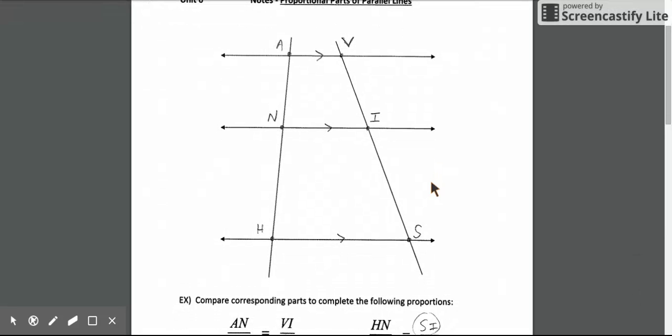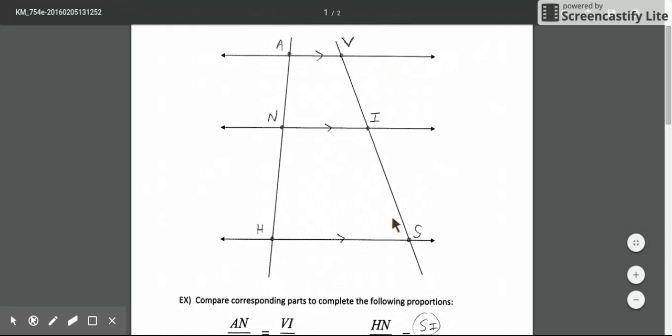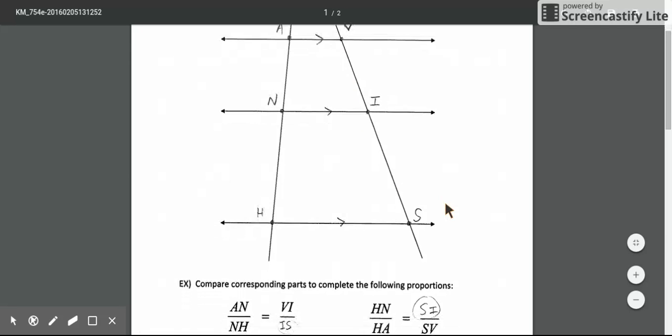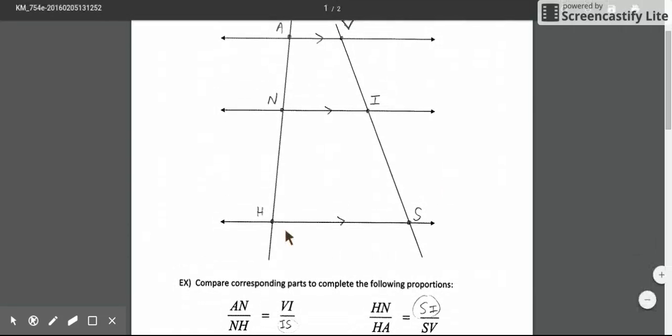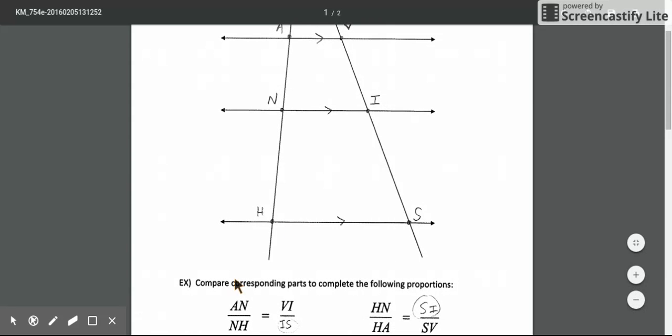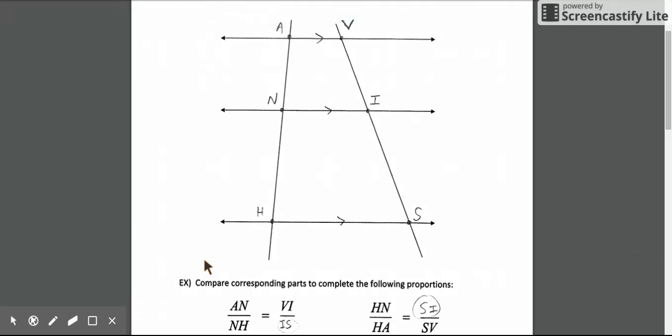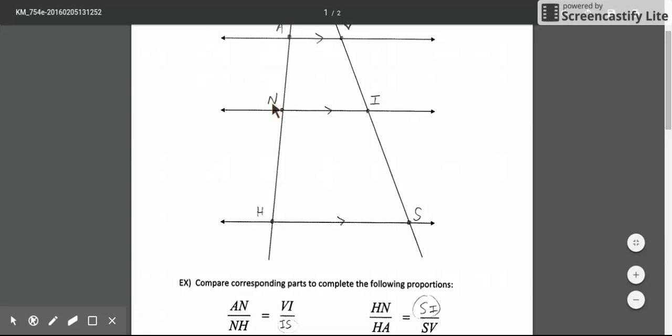We could have 3 parallel lines or more. So in this video, I'm just going to focus on examples that include only 3 parallel lines. So for instance, let's just make sure we can compare corresponding parts. If I talk about a comparison of the left side, AN to NH, so comparing the top left side to the bottom left side, I know that that corresponds to the top right side compared to the bottom right side, so VI to IS.